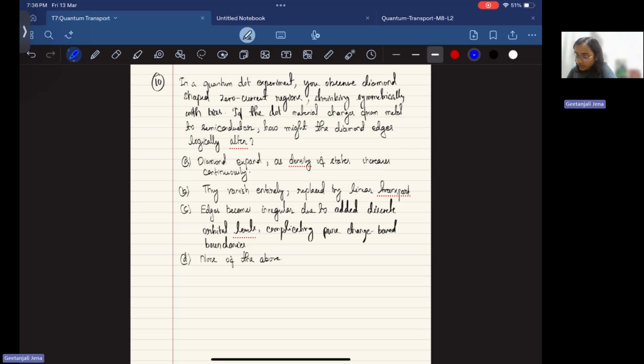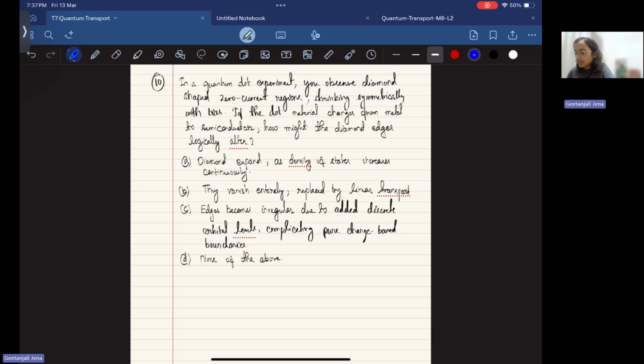So in question number 10, we have: in a quantum dot experiment, you observe a diamond-shaped zero current region shrinking symmetrically with bias. If the dot material changes from metal to semiconductor, how might the diamond edges logically alter?